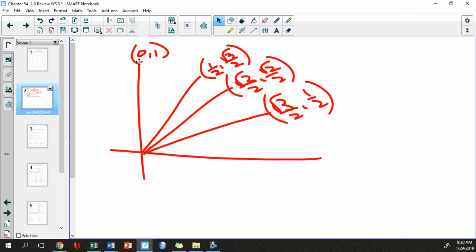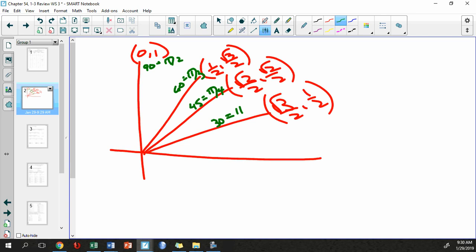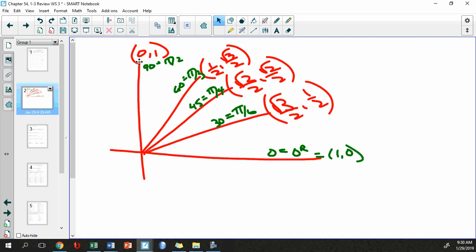They correspond to the values 90 degrees, pi over 2; 60 degrees, pi over 3; 45 degrees, pi over 4; 30 degrees, pi over 6; and 0 degrees, 0 radians, which is the point 1, 0. You have to memorize that.